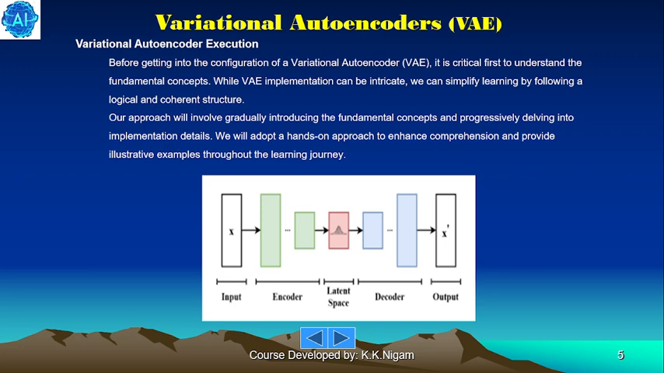Variational autoencoder execution. Before getting into configuration of the variational autoencoder, it is critical first to understand the fundamental concepts. While VAE implementation can be intricate, we can simplify learning by following a logical and coherent structure. Our approach will involve gradually introducing the fundamental concepts and progressively delving into implementation details. We will adopt a hands-on approach to enhance comprehension and provide illustrative examples throughout the learning journey.